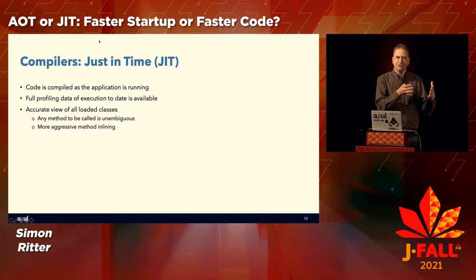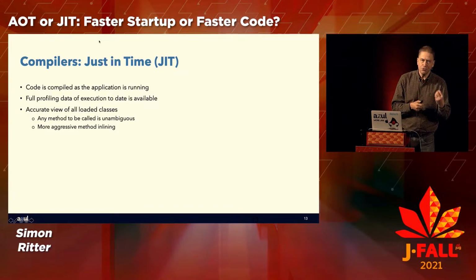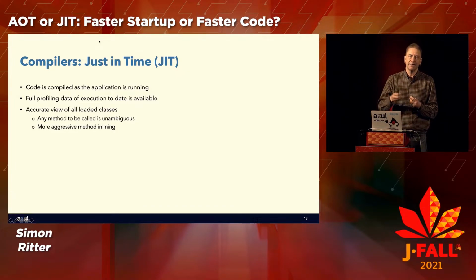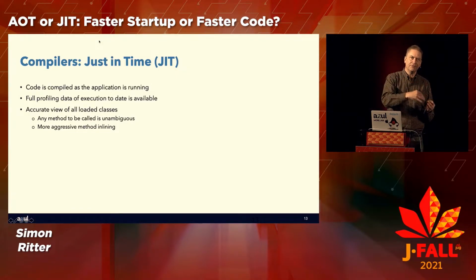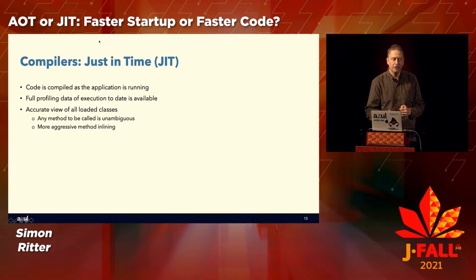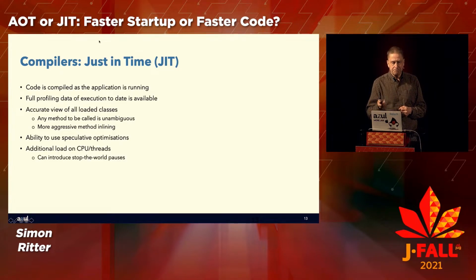The other thing you've got is a very accurate view of all the classes that are currently loaded, meaning that if you do want to do method inlining, you know exactly which method is going to be called because you know which class is loaded, and therefore you can use more aggressive inlining to improve the optimizations. And you can use speculative optimizations.